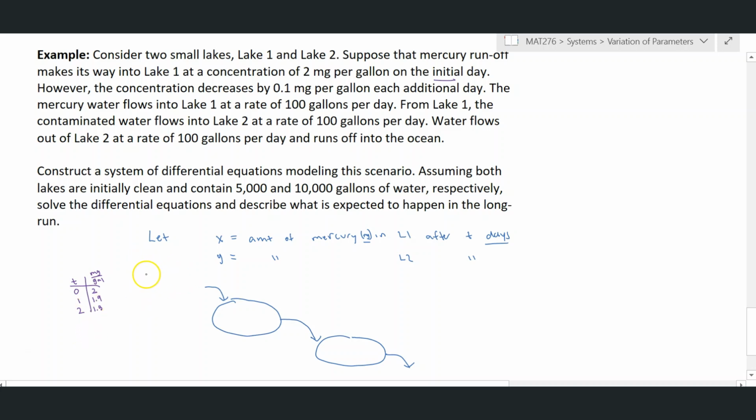And so it would make sense to say that we start off with 2, but we decrease that by 0.1 milligrams per gallon per day multiplied by the number of days. So we can see after 2 days, we'll subtract off 2 increments of 0.1. And this is the number of milligrams per 1 gallon coming in. Of course, in order to get milligrams per day, we need to cancel out the gallons. And we can do that because we know 100 gallons per 1 day are coming in. And that introduces days and cancels out the gallons.